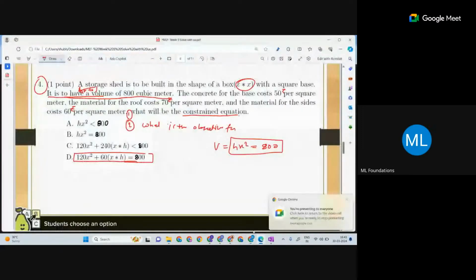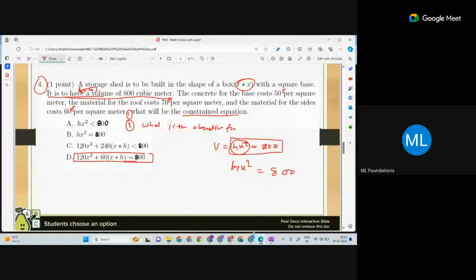Okay, so here the constraint is, as the volume of 800 is given, so this is hx square equal to 800. And now the objective function.